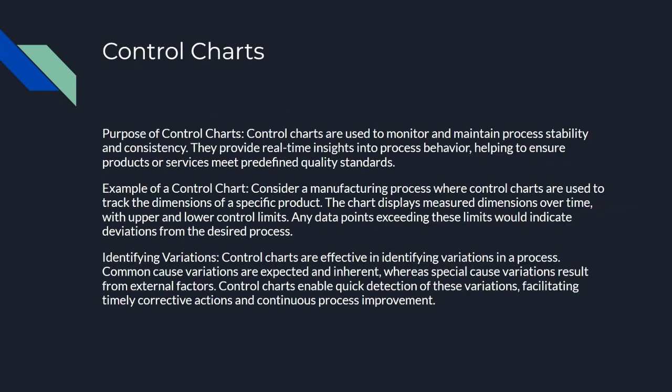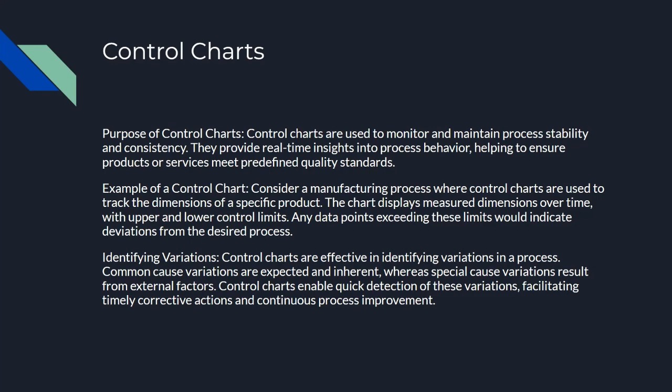So control charts. They're used to look at the process and its stability and how consistent the actual process is. So they give you real-time insights into process behavior and make sure that they're meeting the quality standards and there's no variations happening before it actually finishes production. So for an example, a manufacturing process where they track the dimensions of a specific product like a nut or a bolt. The measured dimensions are put in the chart over time, and any time the data exceeds the limit, it will create a deviation, and then it can mark it, and you'll know where it happened, and you can fix it as necessary.